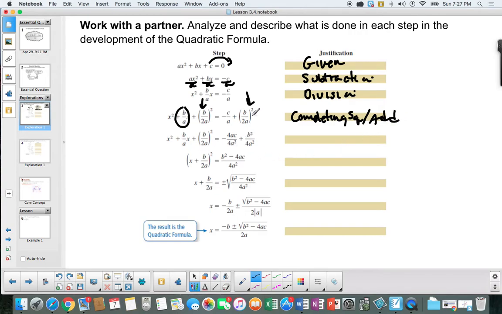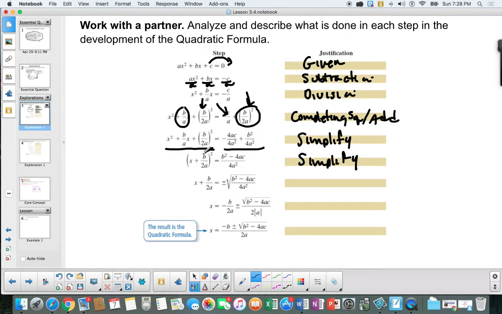At this step, we are going to simplify. We're going to take this and we're going to multiply it out and get a common denominator. So this step is simplify. Our next step will be simplify as well. We're going to take this trinomial and make it a binomial squared. And while we're at it, we're going to simplify this and make it into one fraction.